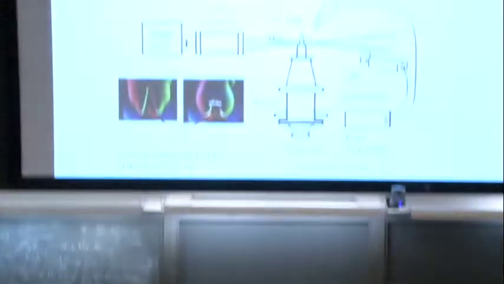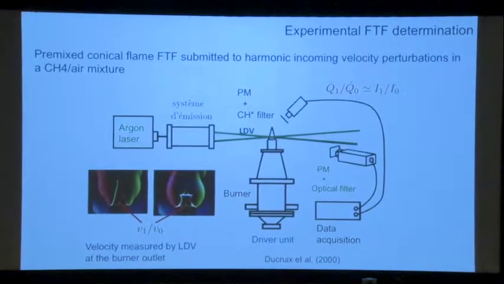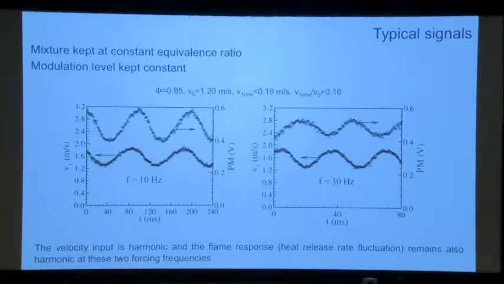So again, the situation is this one. We can have a very simple flame, put a loudspeaker, have the photomultiplier, get the velocity using an LDV, and you see you have this V1 over V0 at that point. You measure V0, you have V1, and you measure Q1 over Q0, and this is proportional to the intensity level. And in terms of signals, this is what you get.